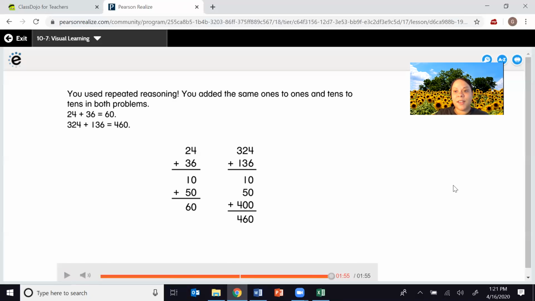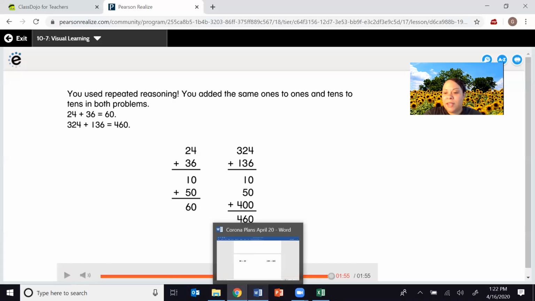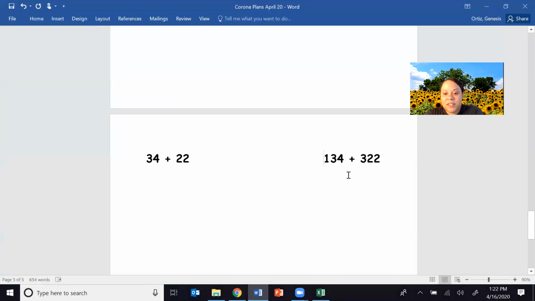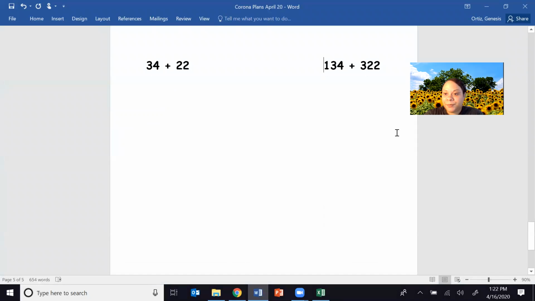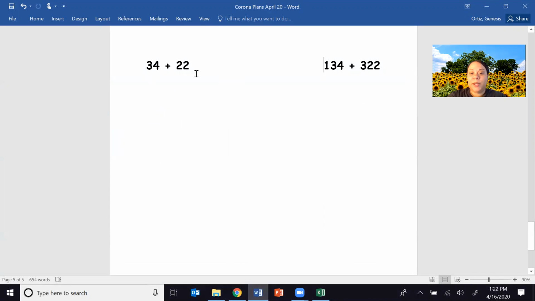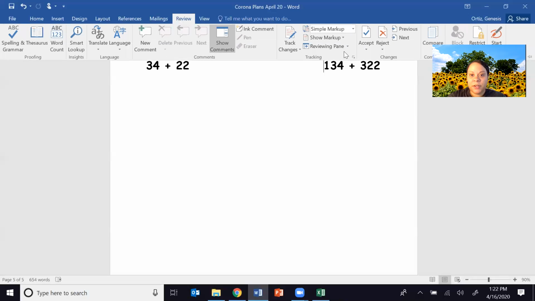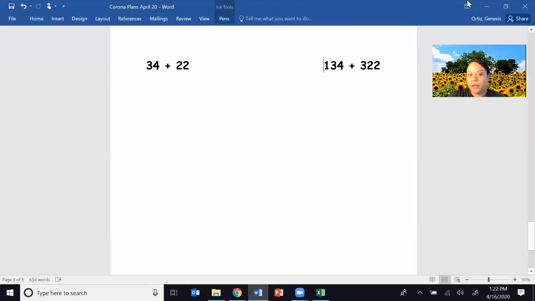All right, so as you can see, they did basically the same thing I explained with the solve and share. So let's go ahead and practice this. Let's see what some common things are in these equations. So I have these two equations here: 34 plus 22 and 134 plus 322. The first thing we're going to do is solve them separately. Let's split this down the middle so we don't get confused.